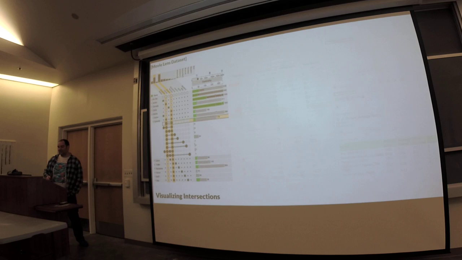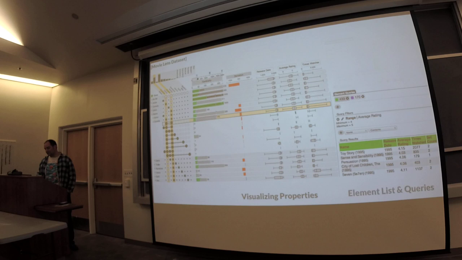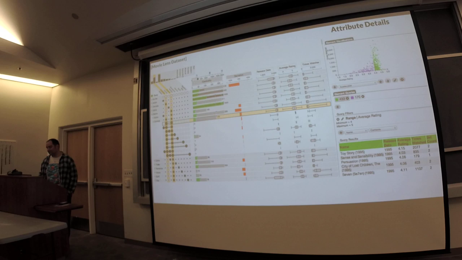This is a data set of movie genres. And I think I showed this before, but not from a set perspective. So we have the visualization of intersections. Then we show properties about those intersections, then properties of the individual elements, and some query information, and then some details about the attributes. But what's the idea here?